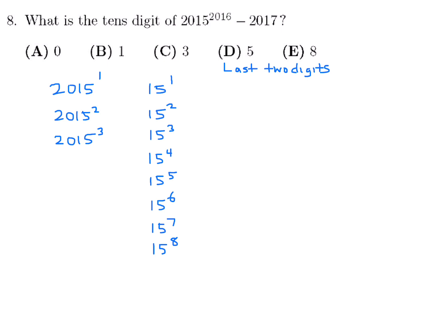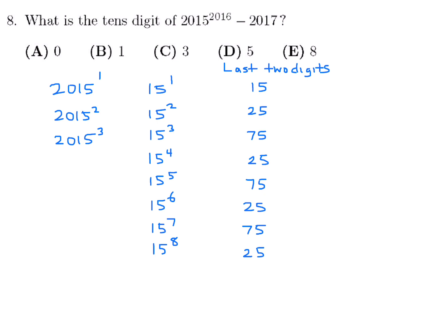Okay, so the last two digits of 15 to the power of 1 obviously are 15. 15 squared, the last two digits will be 25. 15 to the power of 3, the last two digits, 75. 15 to the power of 4, last two digits, 25. 15 to the power of 5, last two digits, 75. Okay, I think you see a little bit of a pattern here. 15 to the power of 6, 25. 15 to the power of 7, the last two digits, 75. 15 to the power of 8, last two digits, 25.